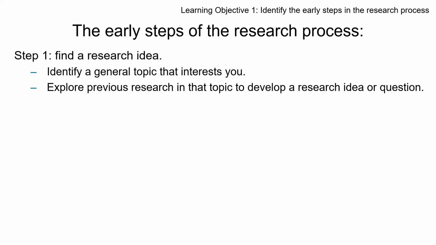And you can identify this in many different ways. You can identify it based on observation of other people, of other things. You can identify it based on something you read, just an idea you had. There's a lot of different ways to identify a general topic that interests you. However, then the important part is to explore previous research in that topic to develop a research idea or question. So one of the early important concepts is to look at what's already been done on that topic.